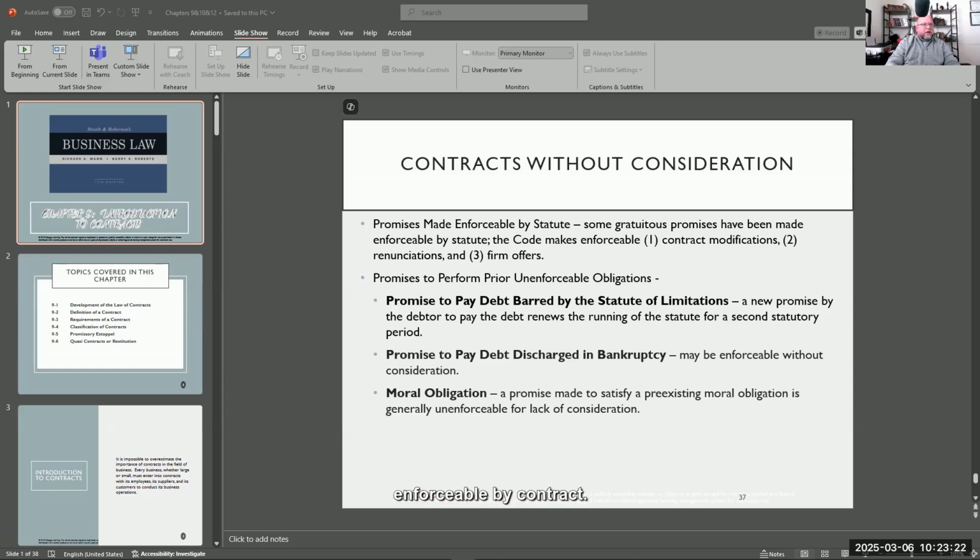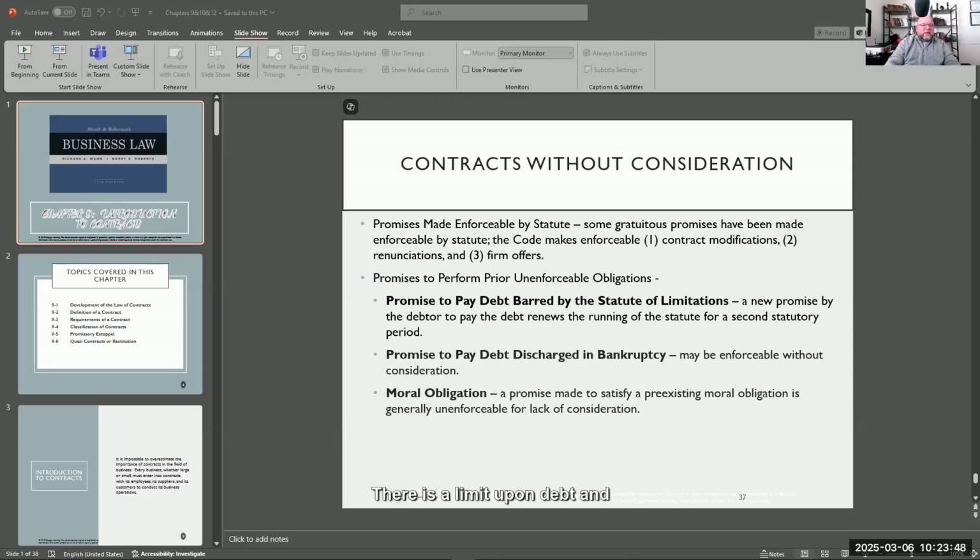Promises that are made enforceable by statute. Some gratuitous promises have been made enforceable by statute, and the code makes them enforceable. The UCC makes them enforceable as contract modifications, renunciations, and firm offers. A promise to pay a debt barred by the statute of limitations: a new promise by a debtor to pay a debt renews the running of the statute for a second statutory period.